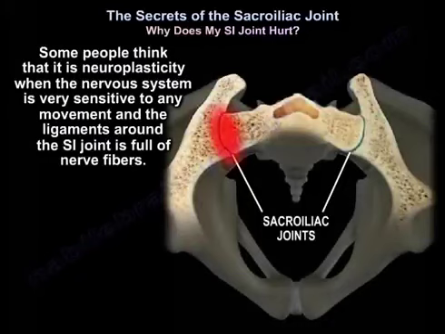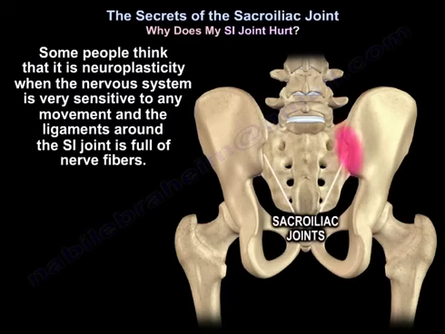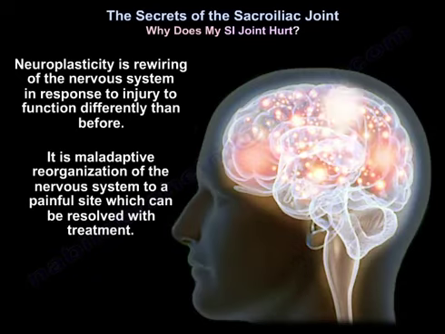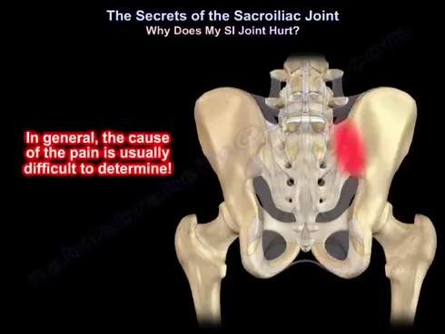Some people think it is neuroplasticity, when the nervous system is very sensitive to any movement, and the ligaments around the sacroiliac joint are full of nerve fibers. Neuroplasticity is rewiring of the nervous system in response to injury to function differently than before. It is a maladaptive reorganization of the nervous system to a painful site, which can be resolved with treatment. In general, the cause of the pain is usually difficult to determine.